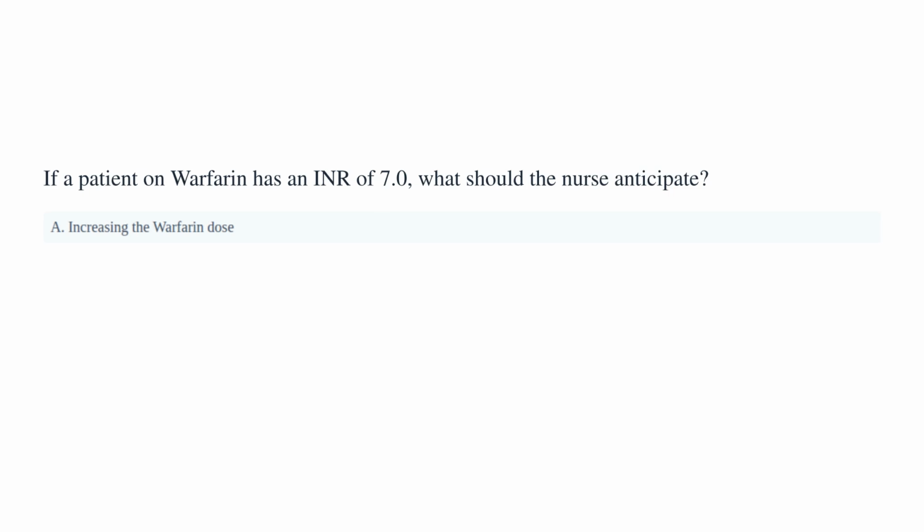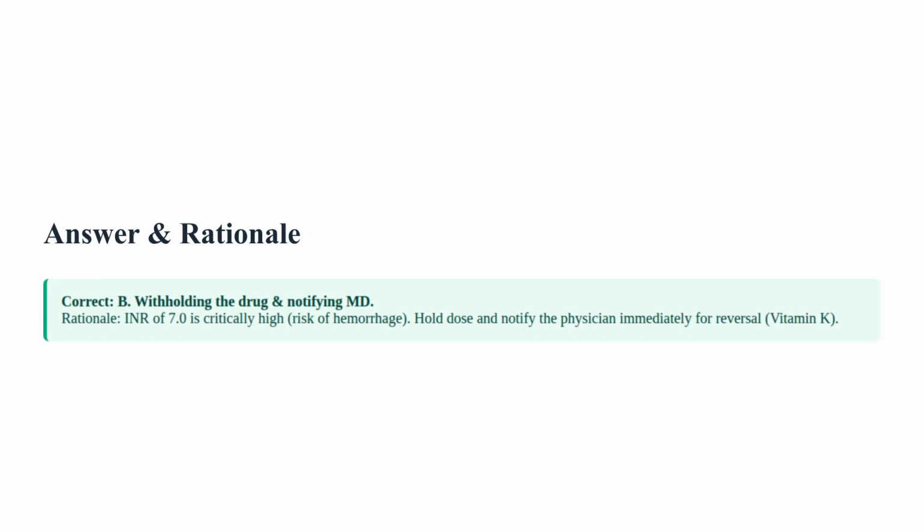If a patient on warfarin has an INR of 7.0, what should the nurse anticipate? Increased warfarin dosage, administration of vitamin K, initiating heparin infusion, or discharge planning? The nurse should anticipate B, administration of vitamin K. An INR of 7.0 is highly supertherapeutic, indicating a high bleeding risk that requires reversal with vitamin K.